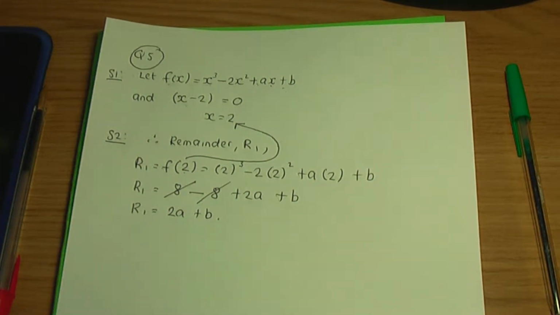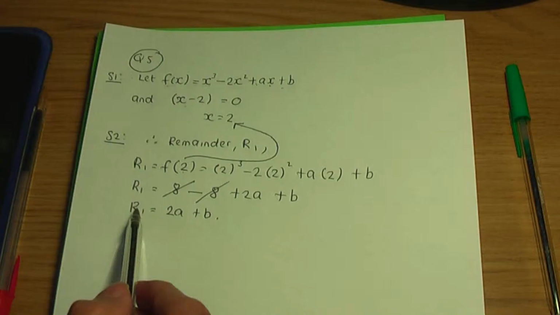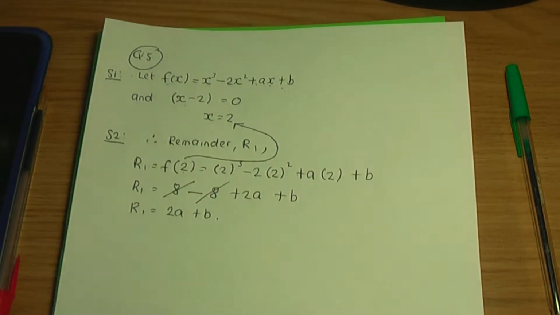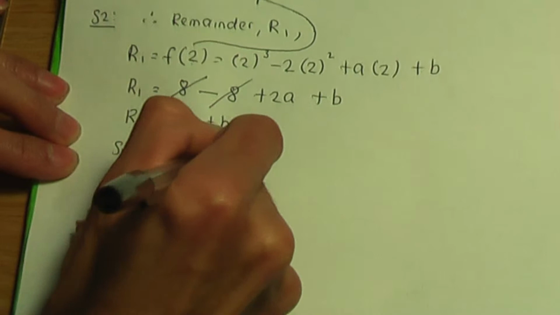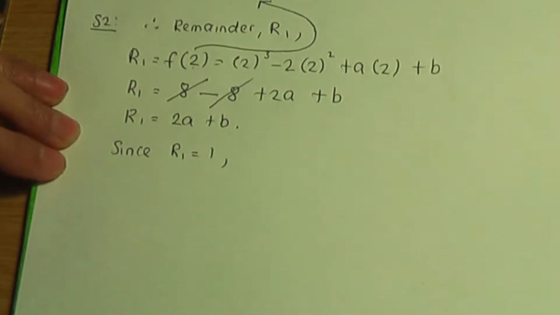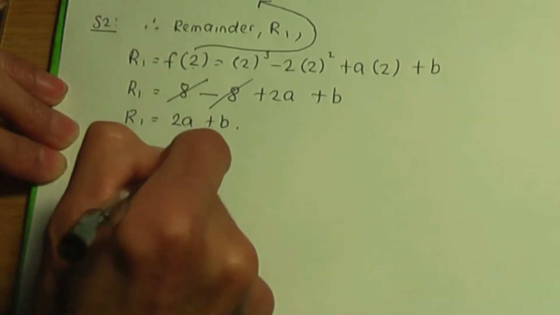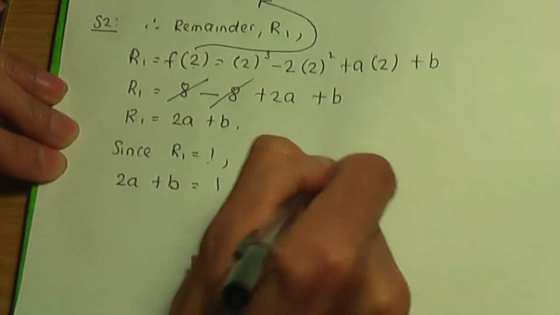Now if we go back to the screenshot, it does say that when f of x is divided by x minus 2, the remainder is 1. So if we go back to the paper and pen, we found R1. This is the remainder when f of x is divided by x minus 2 using the remainder theorem, but we have the value of R1. So since R1 is 1, given by the question, if I replace R1 by 1, then I'm going to have one equation which reads 2a plus b, and that is equal to 1. So let's call that equation number 1.